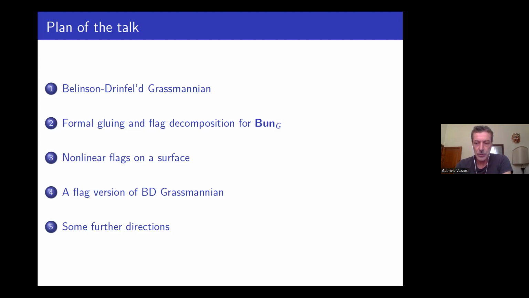Then I will introduce the flags, so nonlinear flags. When you go on a surface, you can consider not only divisors, but also points on the divisor. So this gives what I call nonlinear flags. And I will describe the structure that we will put on these objects. And finally, we'll introduce this flag version of the Beilinson-Drinfeld Grassmannian. I would like to keep some time to speak about further directions at the end. So I hope I managed to do it.